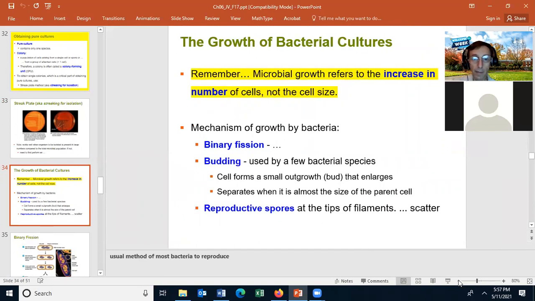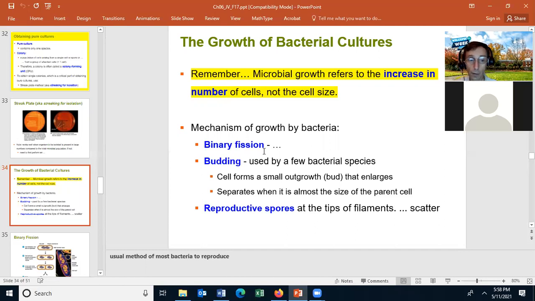When we're talking about the bacterial growth, remember we're talking about an increase in number, not the cell size. You should realize that bacteria can grow by 3 different means. We have talked about binary fission before, and that's where the bacteria cell simply splits down the middle and divides into 2. That we call binary fission. Most bacteria grow by binary fission.